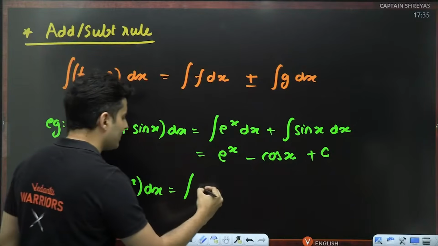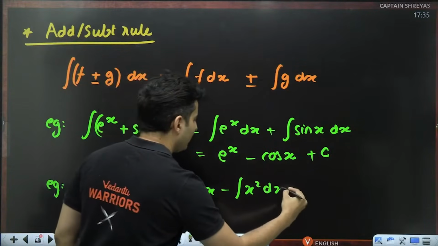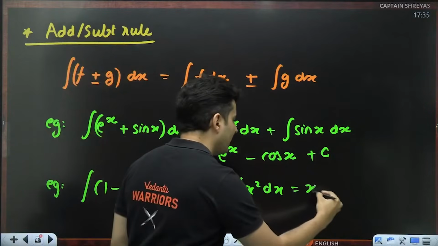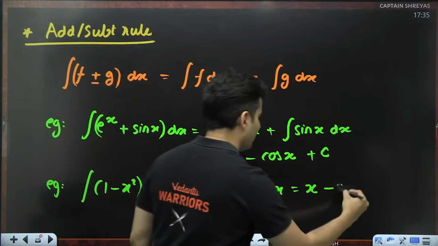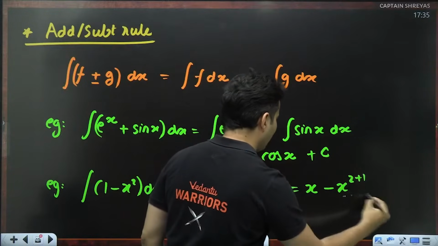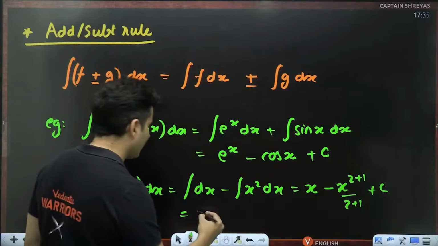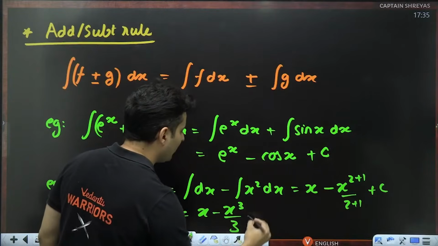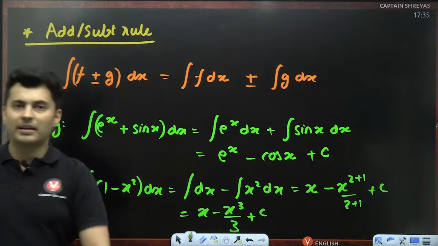So 1 into dx is just dx minus integration of x square dx. What is the integration of dx? I told you, integration of dx is just x, and x square's integration is x raised to 2 plus 1 by 2 plus 1 and plus c. So hence, what will be the answer? It will be x minus x raised to 3 divided by 3 plus c. That's it. That is the answer to this particular problem.